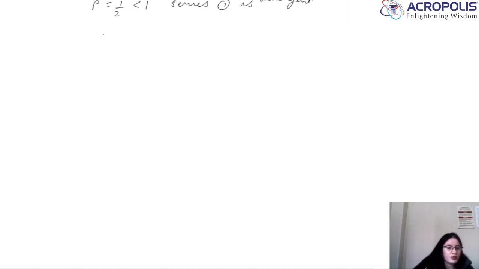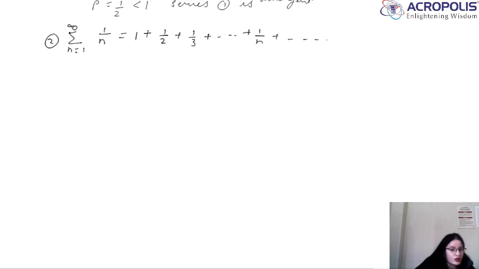One more example. Summation n equal to 1 to infinity 1 by n, or we may write 1 plus 1 by 2 plus 1 by 3 up to 1 by n, and so on. Here the value of p is equal to 1, and we know that for p equal to 1, series 2 is divergent.